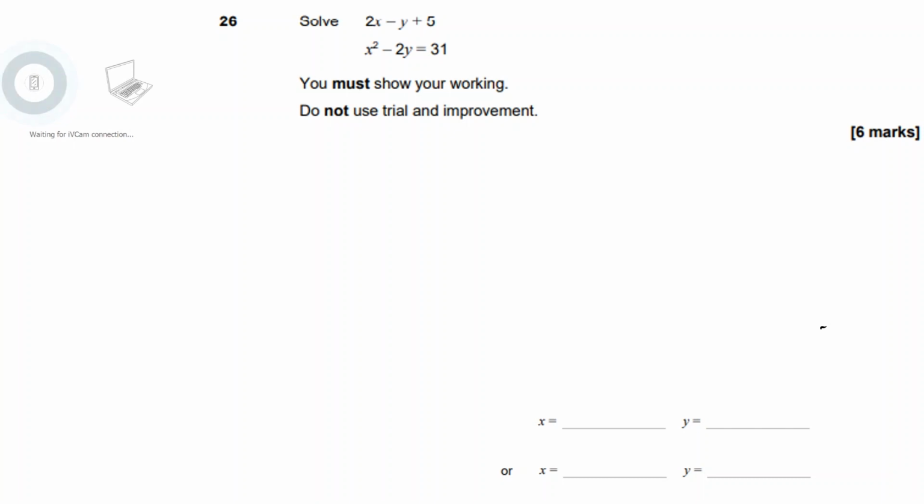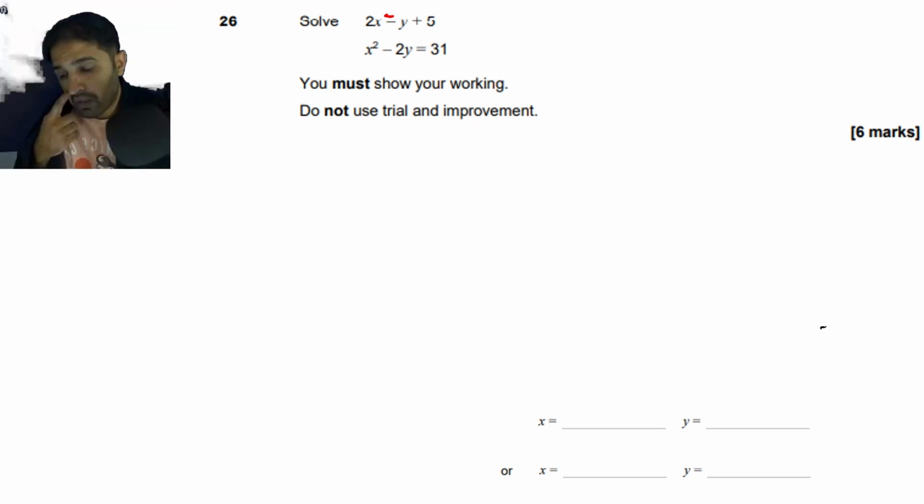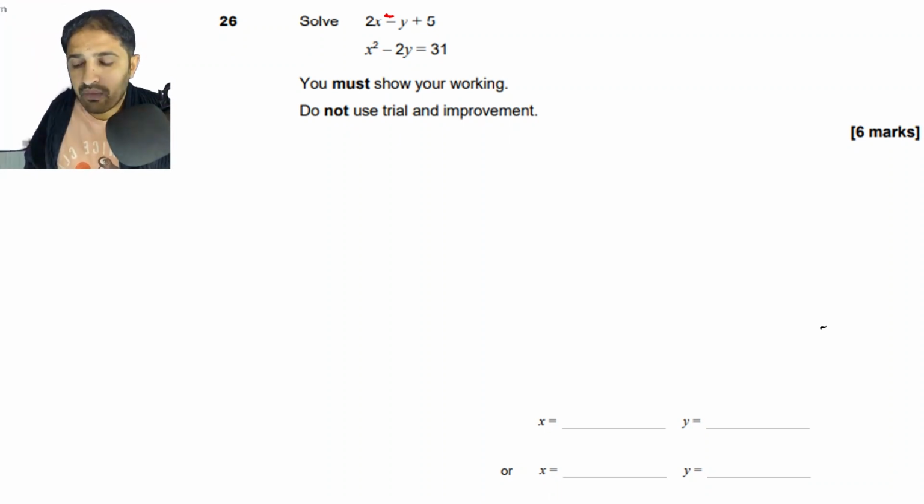All right. So 2x minus... equal to y plus 5. Okay, so we got 2x equal to y plus 5. This is one linear and one quadratic. When you're solving one linear and one quadratic as simultaneous equations, we generally use the substitution method. When you're substituting, you need to rearrange it for one of the letters.